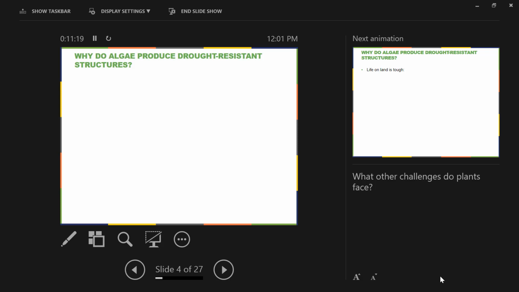All right, so why do algae produce drought-resistant structures? I mean, algae, they don't live on land, right? They live in water. What on earth are they producing drought-resistant structures for? Because if you are going to get land plants from algae, there are certain things that already need to be there. You need to have the ability to move onto land, right? Does that make sense?